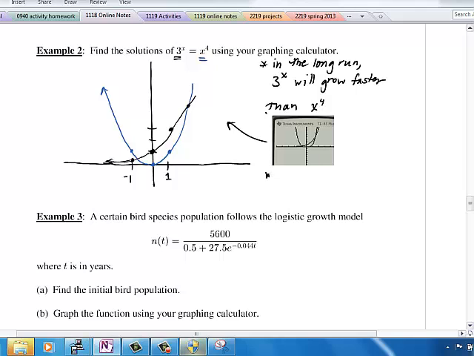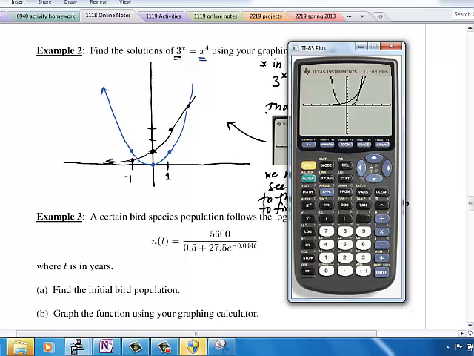So we need to see more to the right to find another intersection point. Because they have to switch places again. There's no way that this 3 to the x is going to stay underneath that graph of x to the 4th. So first let's find these two intersection points.